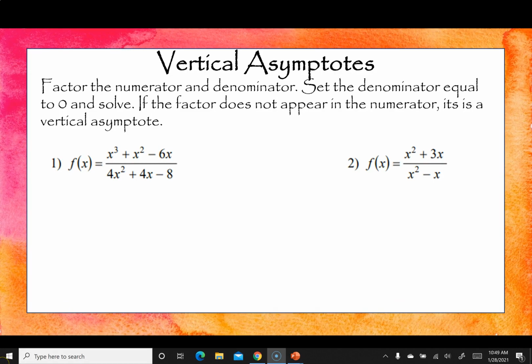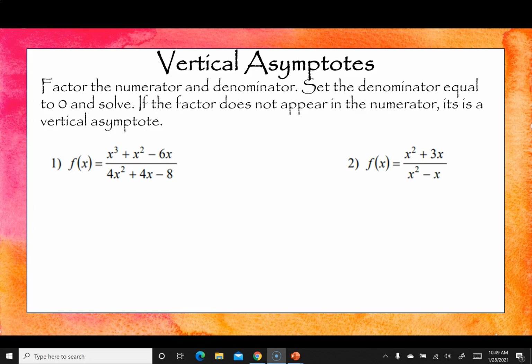So this video is all about finding vertical asymptotes and finding holes. The first thing that we do is we factor the numerator and the denominator. And then what we do is we set the denominator equal to 0 and we solve. And if the factor does not appear in the numerator, it's a vertical asymptote. That last sentence will make a lot more sense once we do some problems.